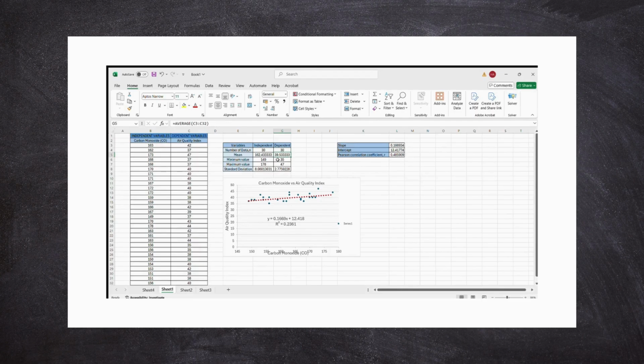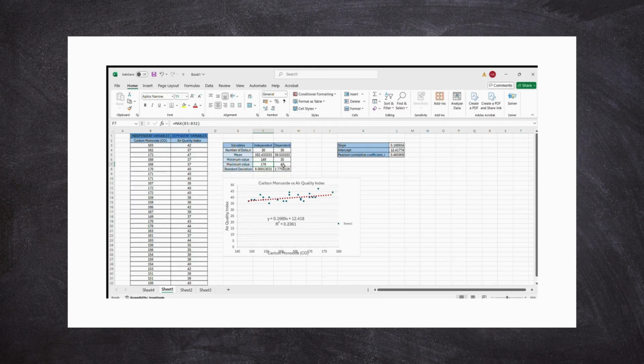Then for the minimum value, I use min B3 to B32, that is from carbon monoxide. And for the dependent, I use C3 to C32, that's from the air quality index. For the maximum value, I use B3 to B32 from carbon monoxide. Then for the dependent, I use C3 to C32 for the air quality index data.